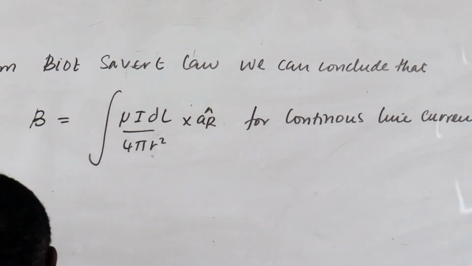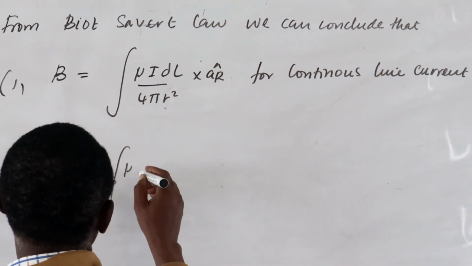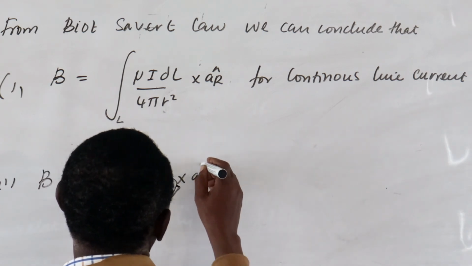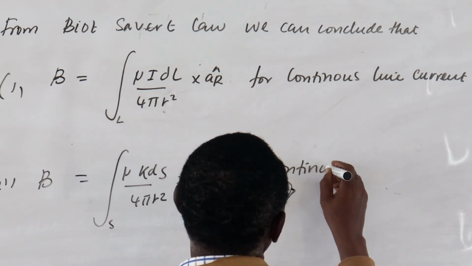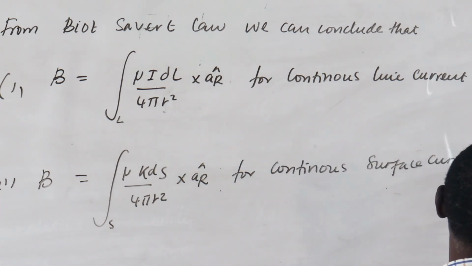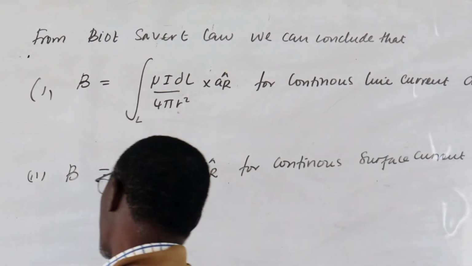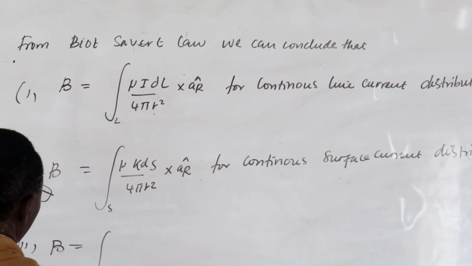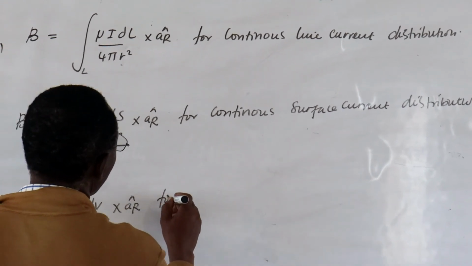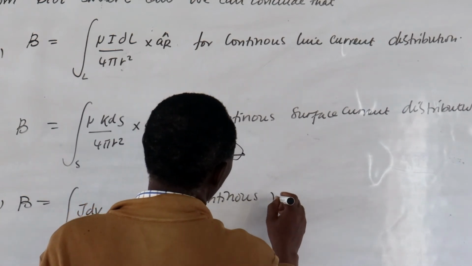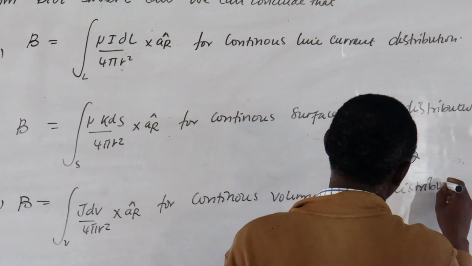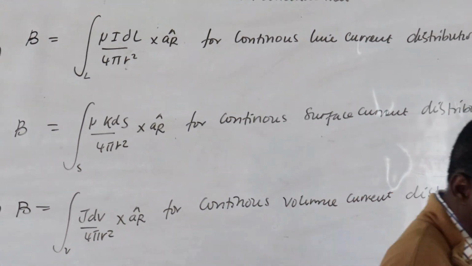and two, B is equal to the integral of mu K dS over 4 pi R squared times the unit vector of R for continuous surface current distribution, and lastly, B is equal to the integral of mu J dV over 4 pi r squared times the unit vector of R for continuous volume current distribution. Full stop. We can end up there.